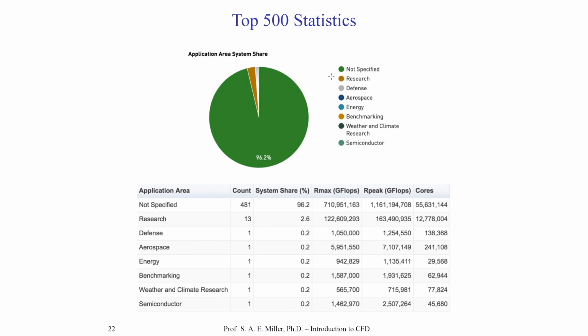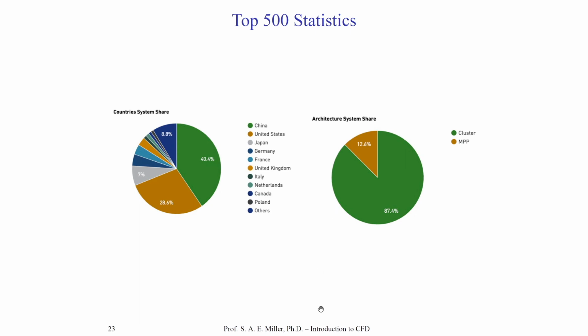Then some people might say, oh, it's just general research, and then defense, which is a small sliver, and then, of course, aerospace, and many other types of things. So you can see there's a distribution, and a breakdown by, of course, cores and everything. We can also look at the systems and countries they come from.